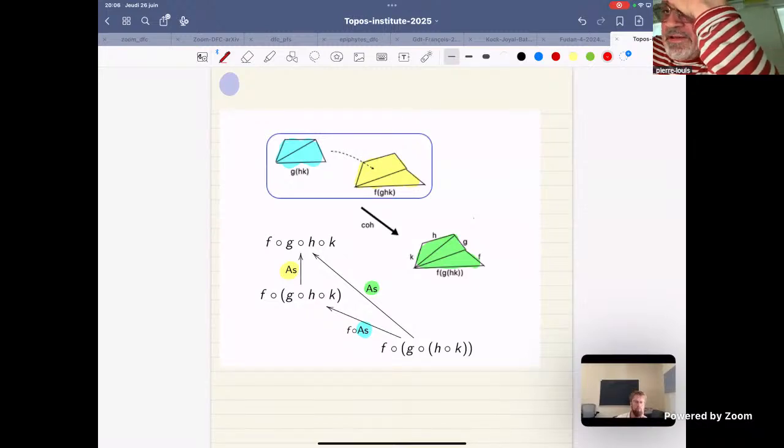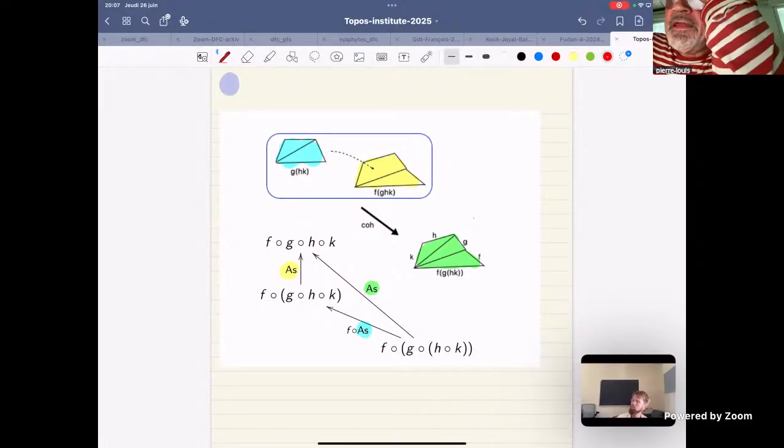The target explains that, to compose f, g, h, and k, I decided to compose first h and k, then with g, and then with f. The yellow one in the middle is a faster guy who said, no, I don't need to decompose the composition of g, h, k. I can do it in one shot, but I still need to compose with f. That's the story told by the yellow thing.